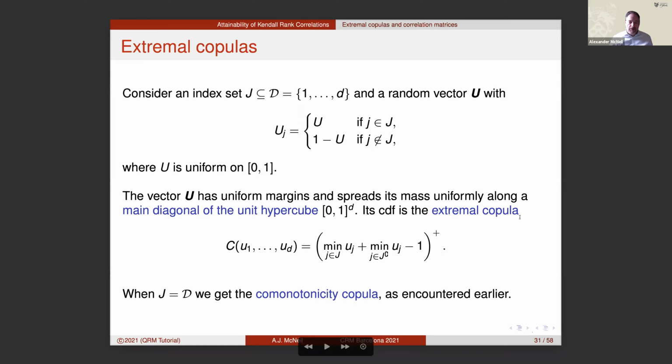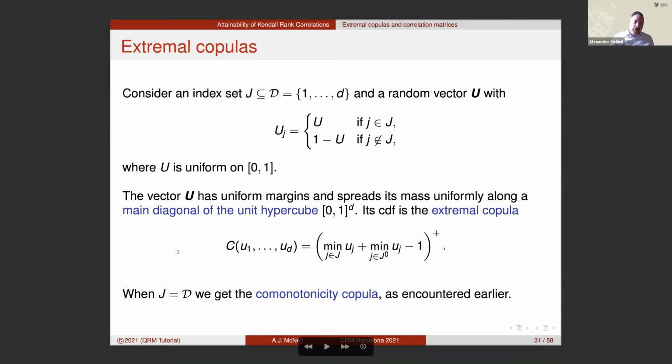We can actually calculate the expression for the copula corresponding to J. It takes this form. We take the minimum of Uj for J in the index set. We add the minimum of Uj for J in the complement of the index set. We take away 1. We have to take the positive part.